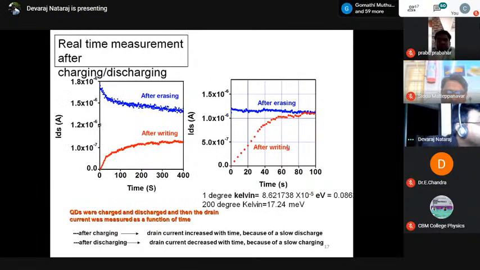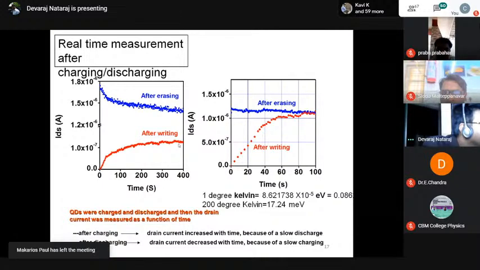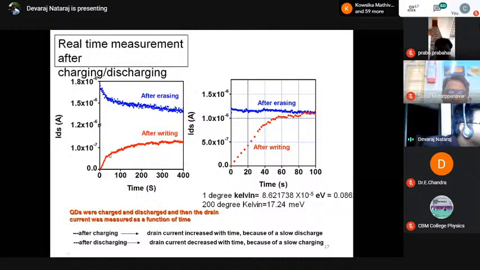I also subjected the samples to real-time measurements. What are real-time measurements? After having electrons in the quantum dot, I wanted to see how long they will stay in the quantum dot as a function of time. Interestingly, even after 400 seconds, I got a low magnitude current in the quantum nanowire. This low current is because of the presence of electrons in the quantum dot, which creates resistance in the material system, and therefore low current is passing.